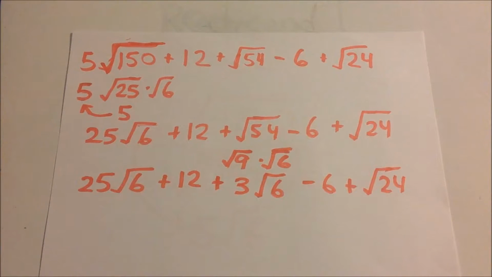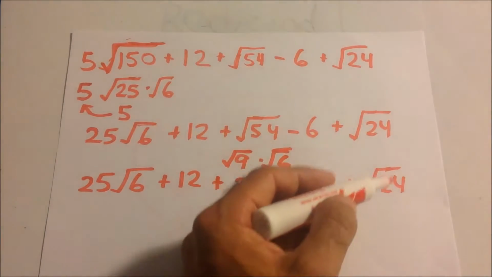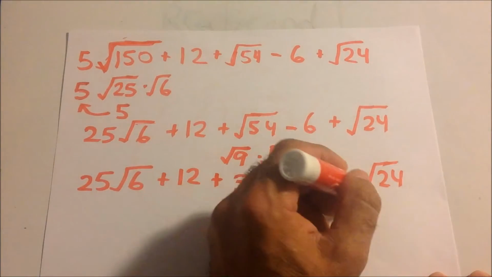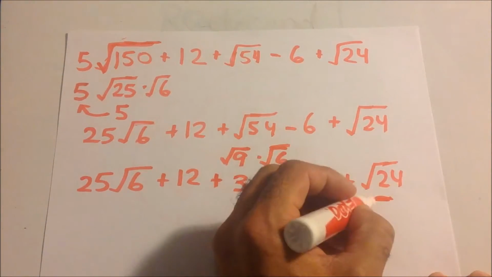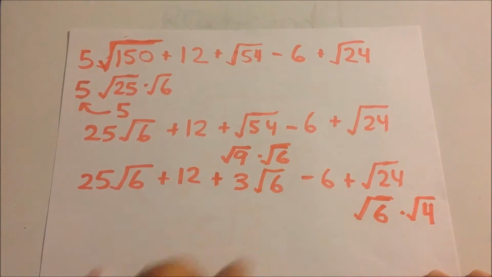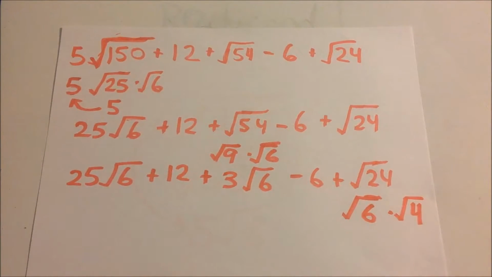Okay, what do you think the next step is? Can we combine anything? Think of variables. And don't forget this 24, we can break that down. Because the square root of 24, we can make the square root of 6 times the square root of 4. And the square root of 4 is a perfect square. But we can even take that away.